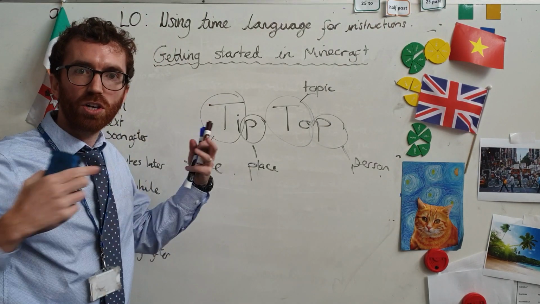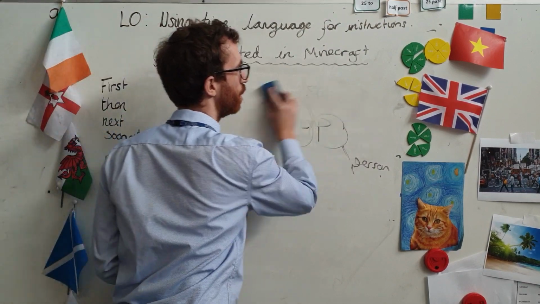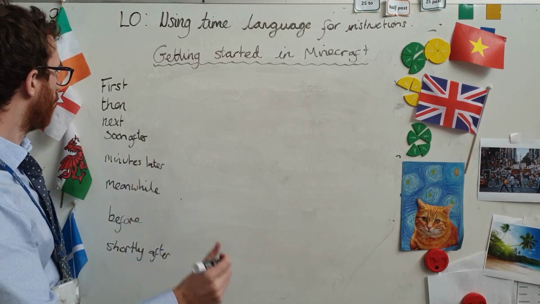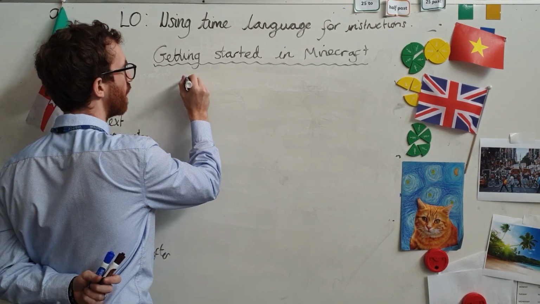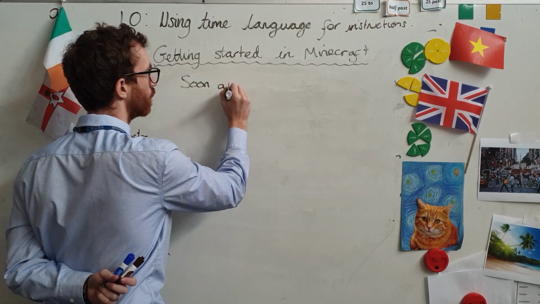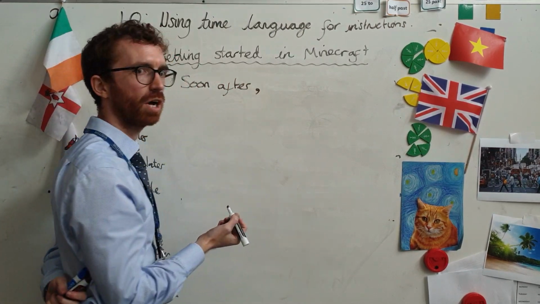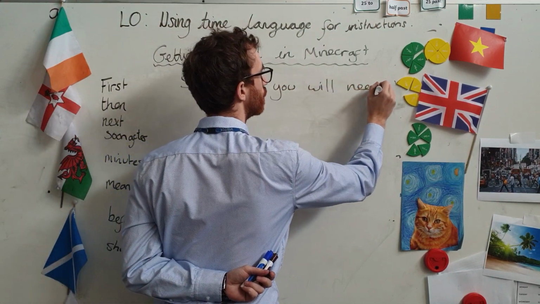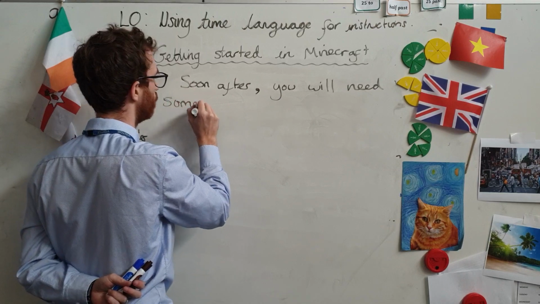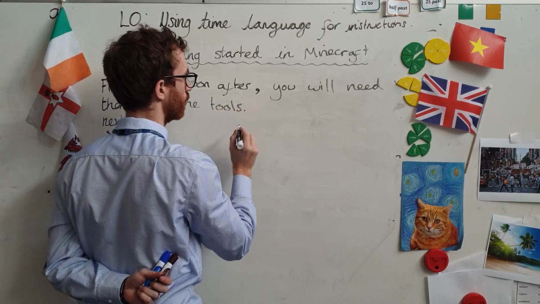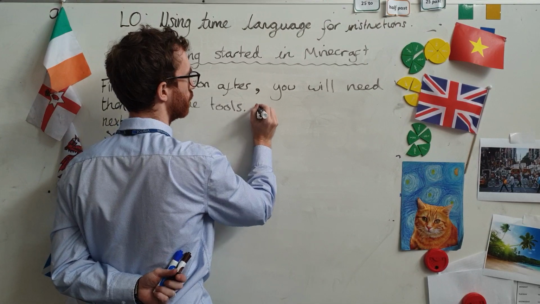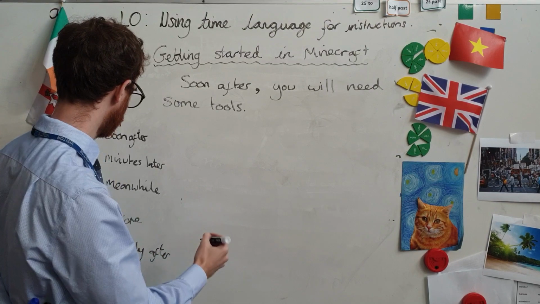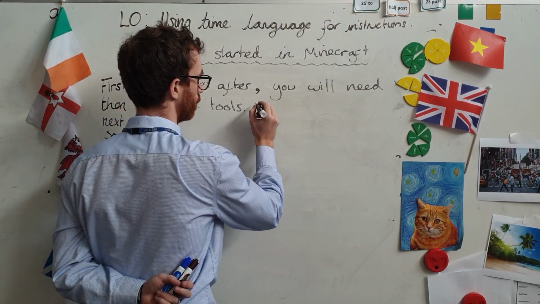Because I've done one thing, my introduction of what I want, now I'm going to move on to how I do it. So I found myself a good location. So, soon after, frontal adverbials, I'm going to use a comma, you will need some tools. Before you do this, well, what are we going to need to get the tools? I'm going to need to chop some wood. So to make my tools, I will need to chop some wood.